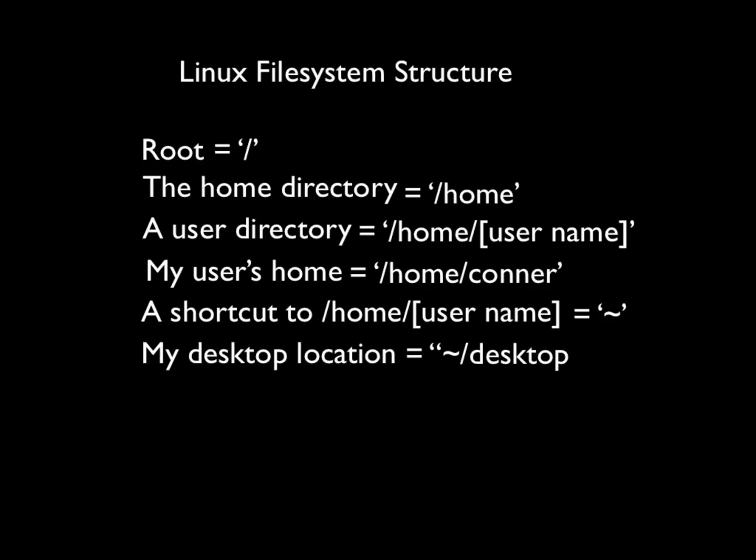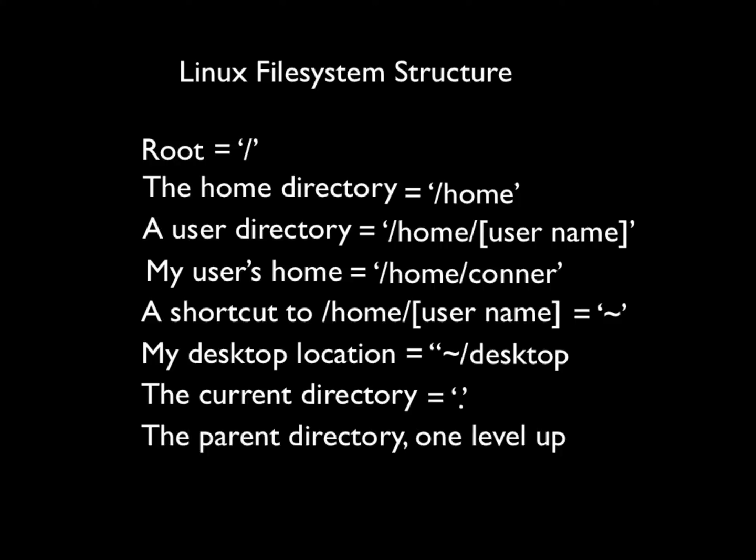There are two other characters you need to know about. One character, known as the dot, will access the current directory. For example, if I was in the desktop and I were to enter dot, I would be accessing /home/Connor/desktop. If I was in the desktop and I needed to access Connor, the parent directory, I could do that by entering two dots.